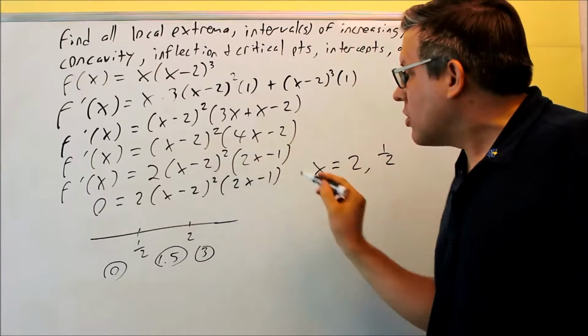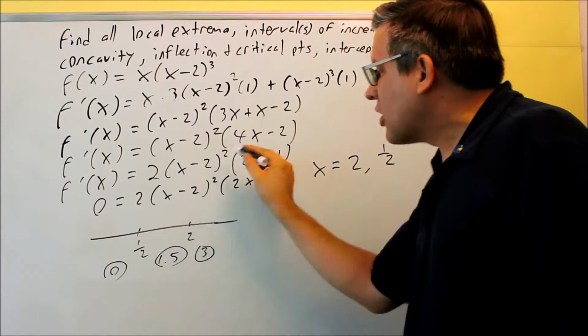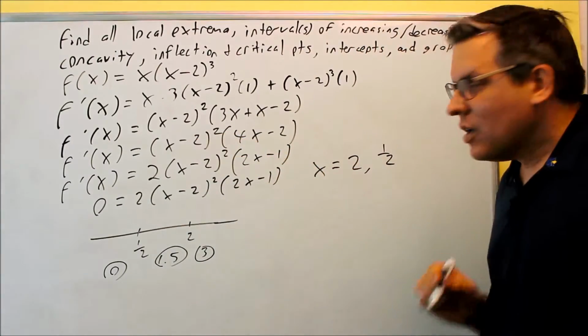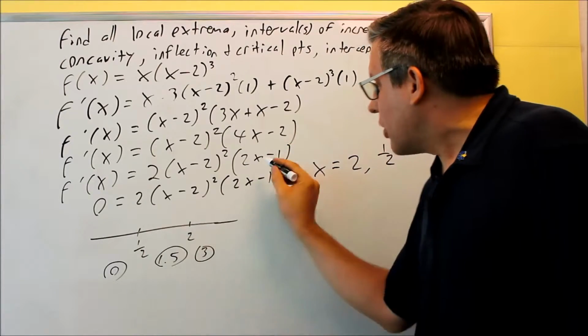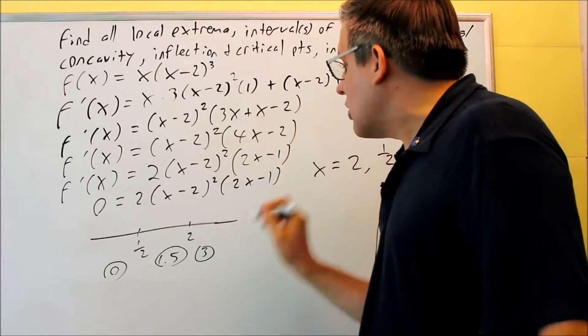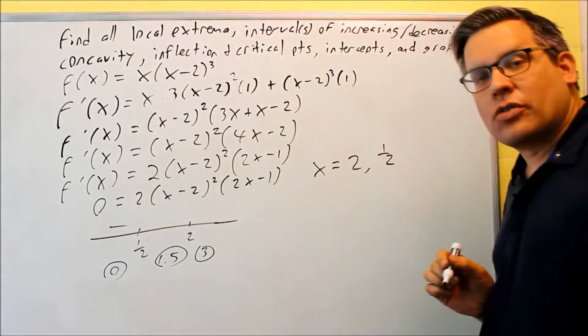0, I'll plug into each of these. Now the first piece, because I have a square, that part's always going to be positive regardless of what I put in there. The second one is what I'll look at. So if I put a 0 in here, I get a negative 1. So positive times a negative will give me a negative result there.